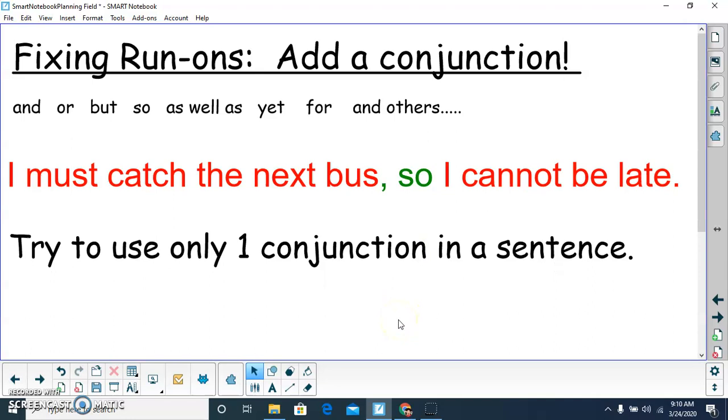make sure you only use one conjunction in a sentence. Sometimes people use "and" like 3 or 4 times in a sentence. You really want to avoid doing that. Only use one conjunction a sentence. There are some situations where it's okay to use more than one, but it's usually not a good idea.